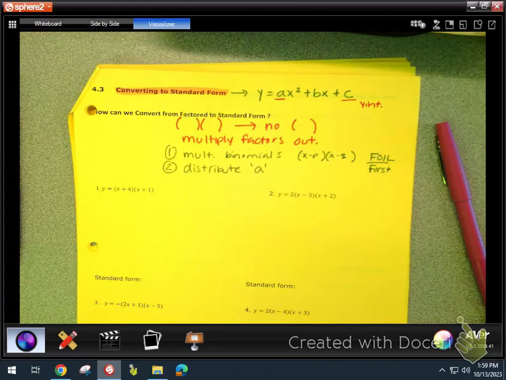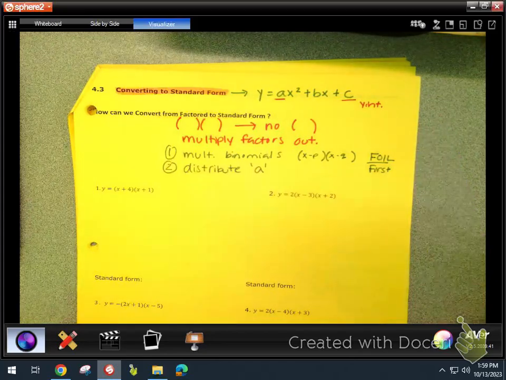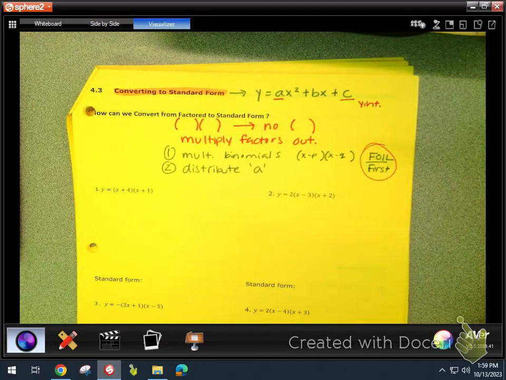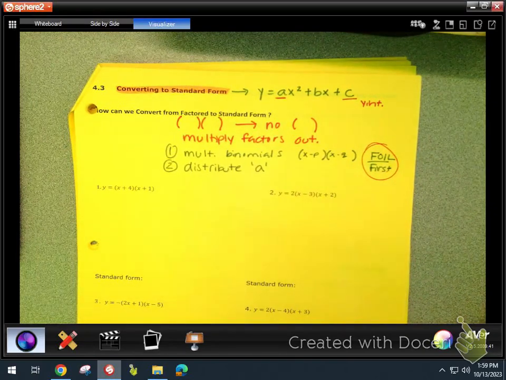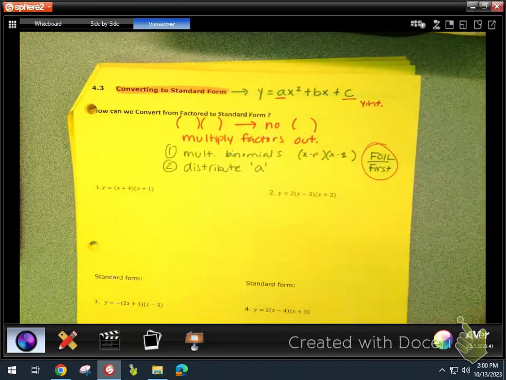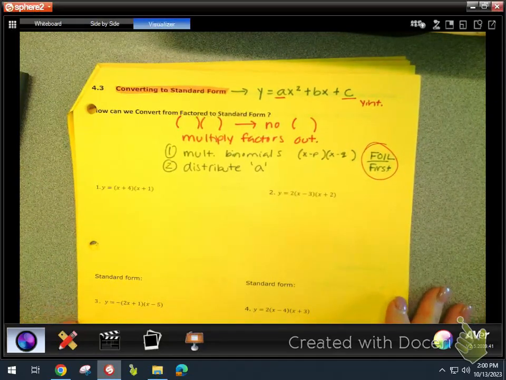Okay? So, this is the order that I want you to do. FOIL first, okay? And then don't forget about the a. When you multiply 2 binomials, what do you end up getting 9 times out of 10? A trinomial. And then that's how we get to this standard form. There are some times where stuff zeroes out, and that's possible. But, so here we go.